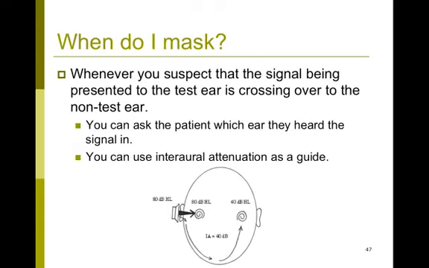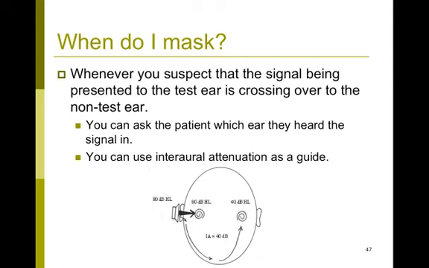So when do you mask? Whenever you suspect that the signal you're giving to the test ear is likely to cross over to the non-test ear. There's a number of ways to determine that. One thing you might ask the patient is, where are you hearing the tone? Even though you're presenting the tone through your audiometer to the right ear, the patient might report that he's actually hearing it in the left ear. Now you would suspect that the sound signal is crossing over.